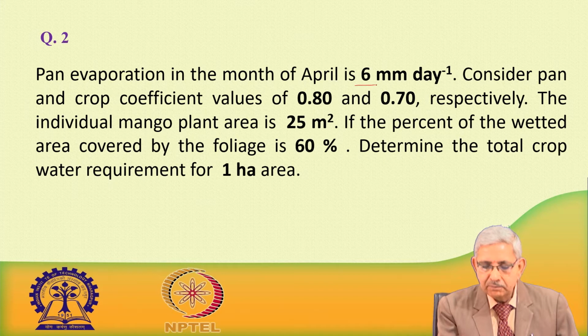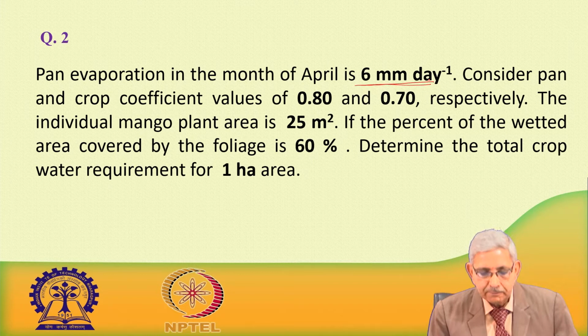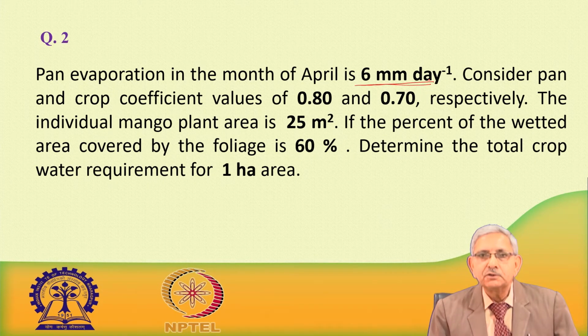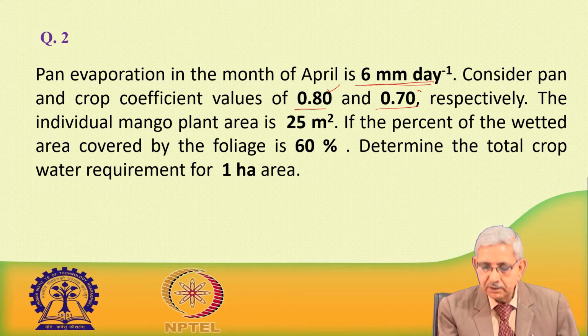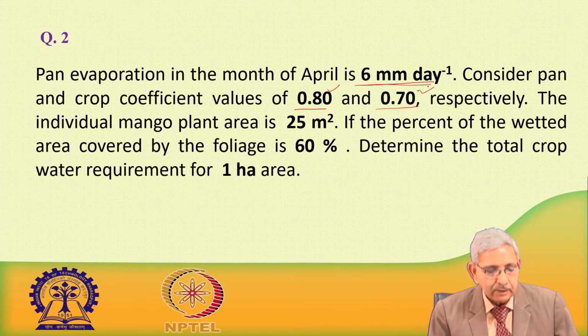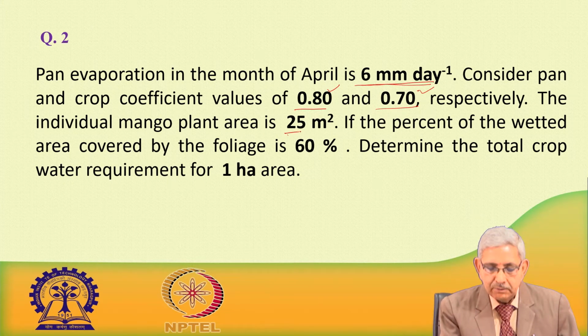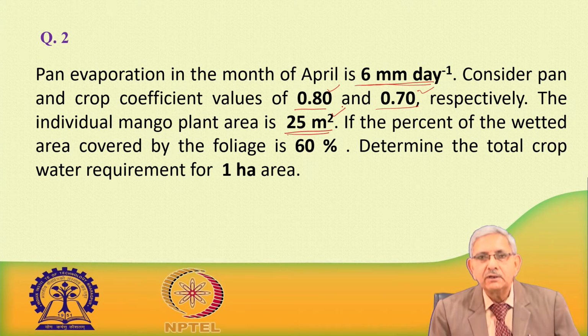Question 2: we are given pan evaporimeter data for the month of April. The pan evaporation is given as 6 millimeter per day, the pan coefficient is 0.8, and the crop coefficient is 0.7. The individual mango plant has an area of 25 square meter.